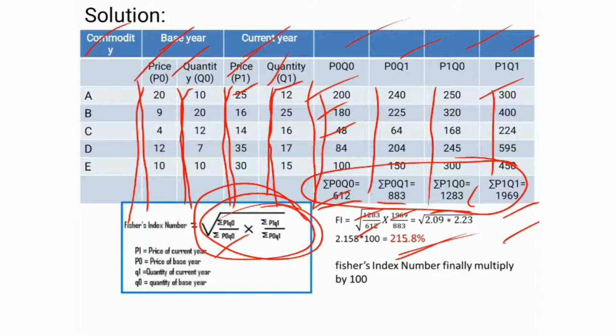Just divide these two values and take the square root of that, and the answer will be 2.158. Finally, you multiply with 100 in order to convert that into a percentage, 215.8 percent. So this is your Fisher's index number. After finding Fisher's index number, there are two more questions asked: to satisfy TRT and FRT.